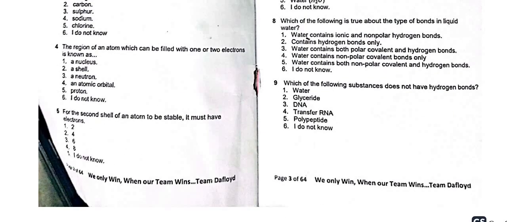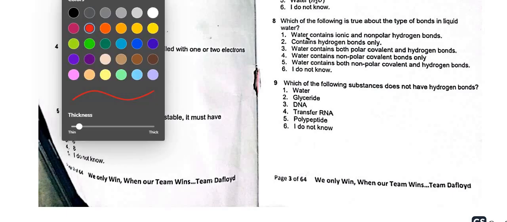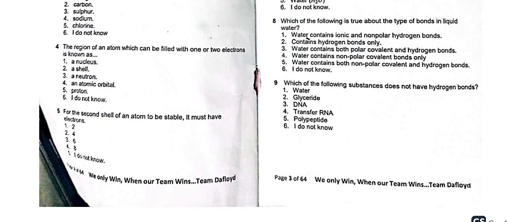Then number 8, which of the following is true about the type of bonds in liquid water? So when water is in liquid form, which of the following is true, right? About the type of bonds in liquid water. So we can start to disqualify the answers. The first one, water contains ionic and non-polar hydrogen bonds. Already, because of the ionic part, we disqualify this one, because water doesn't have ionic bonds. Water is a covalent molecule. So number 1 is already disqualified.